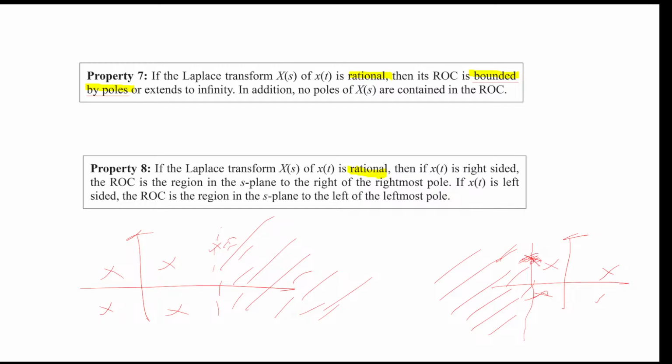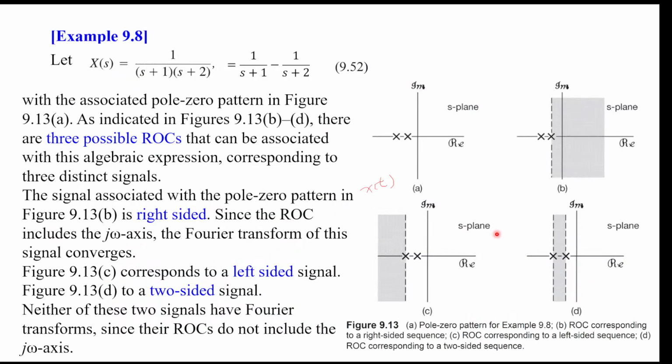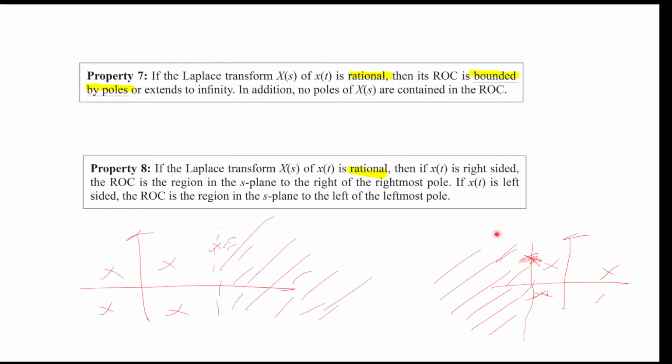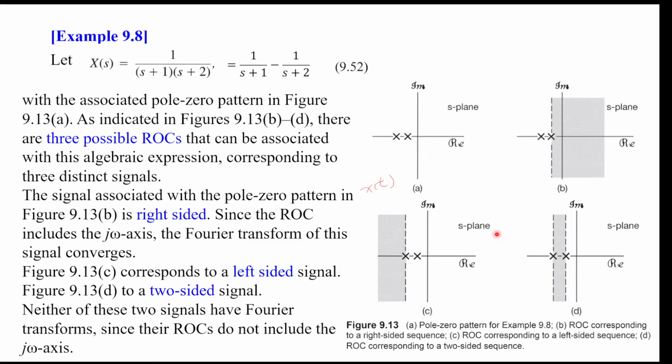Okay, and so that's property 8. It tells you what the form of the ROC should look like for rational functions. And then next, I think we have an example that we'll actually see quite a bit in this chapter. We talk about how to calculate the ROC of a rational function, or kind of an inverse Laplace transform of a rational function.